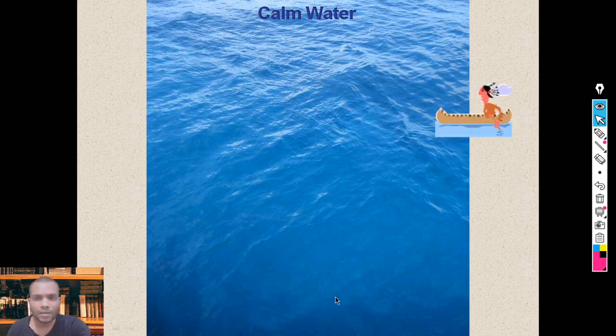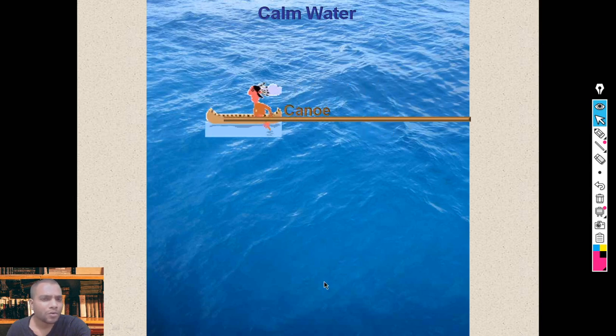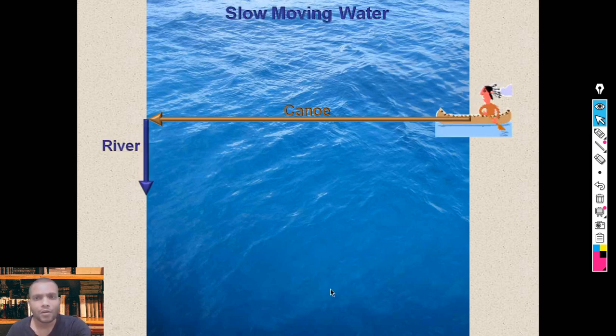Let us try to apply this in a realistic situation. Suppose you are rowing in calm water. So the water is not moving, the water is at rest. Suppose you apply force on it, so you will reach straight. So there is no deviation at all, because the water is at rest. Now let us take a situation.